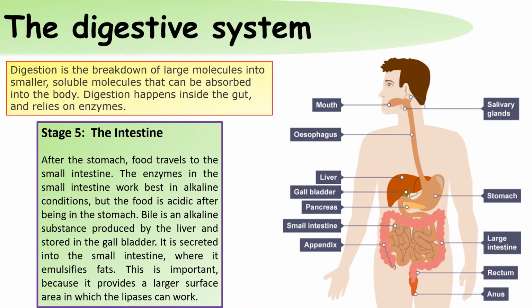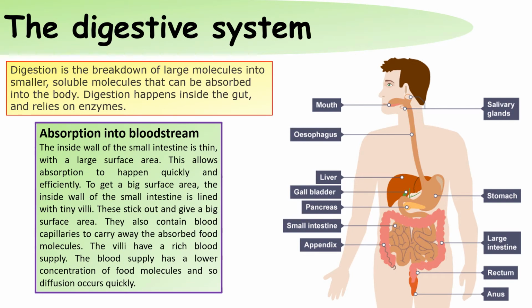After the stomach, the food travels into the small intestines. The enzymes in the small intestines work best at slightly alkaline conditions. In the small intestines, there are special adaptations which allow the nutrients to be absorbed into the blood. The walls of the small intestines are covered with villi. Villi have a very large surface area, so it allows the movement of nutrients into the blood down a concentration gradient quickly. This is also helped by the fact that the villi have a good blood supply, which helps maintain the concentration gradient.